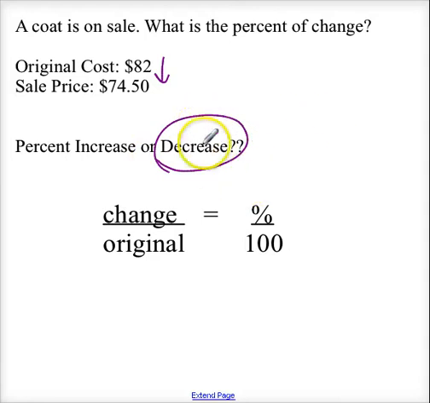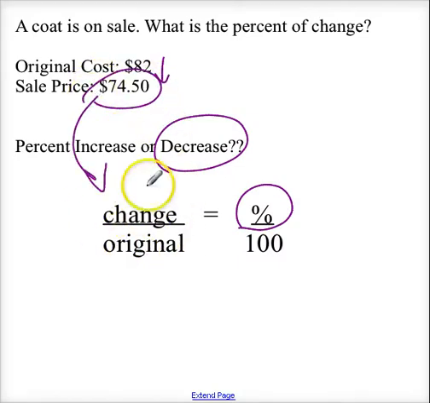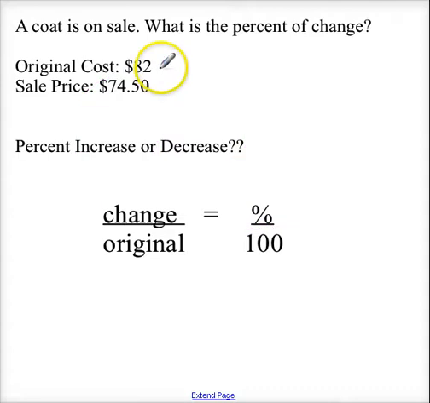All right, so to find how much it did change, we have to find that actual value of change. So you don't put the new amount in. That's what a lot of people think. You actually find the difference from the old to the new. So you want to take $82, subtract $74.50. You get $7.50. So that's how much it changed.